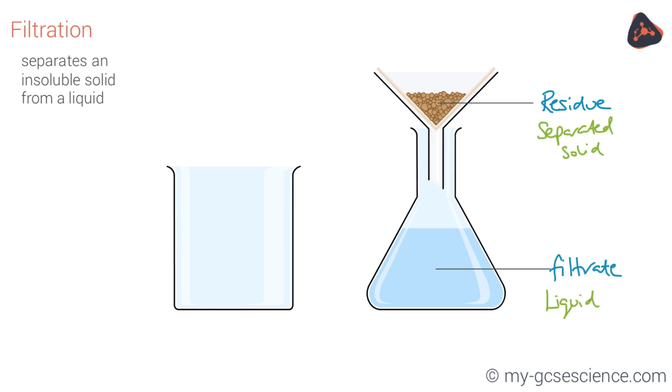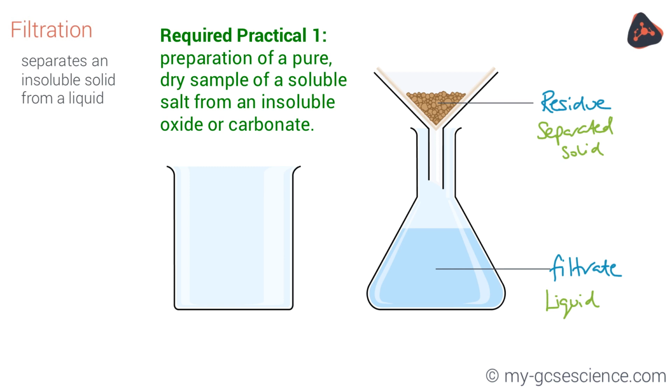In the exam, you could be asked how to use filtration to separate an insoluble oxide or carbonate from a solution, and this is also something that you'll be expected to do for required practical 1, the preparation of a pure, dry sample of a soluble salt from an insoluble oxide or carbonate. We'll talk about this more in Chapter 4, Chemical Changes, Reactions of Acids.